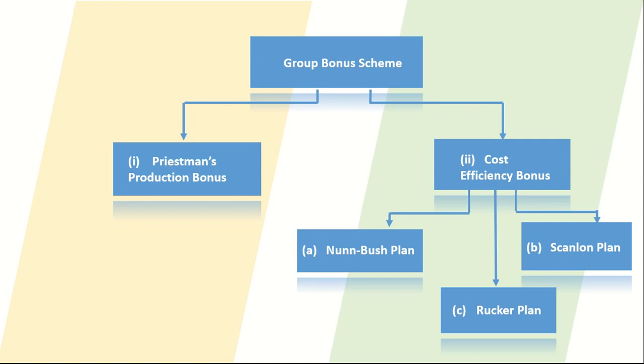C. Rucker plan. This plan is quite similar to the Nunn-Bush plan except that the percentage for crediting the fund is based on the total value added by manufacture, that is, the total cost less the value of the material, and not on total sales value.